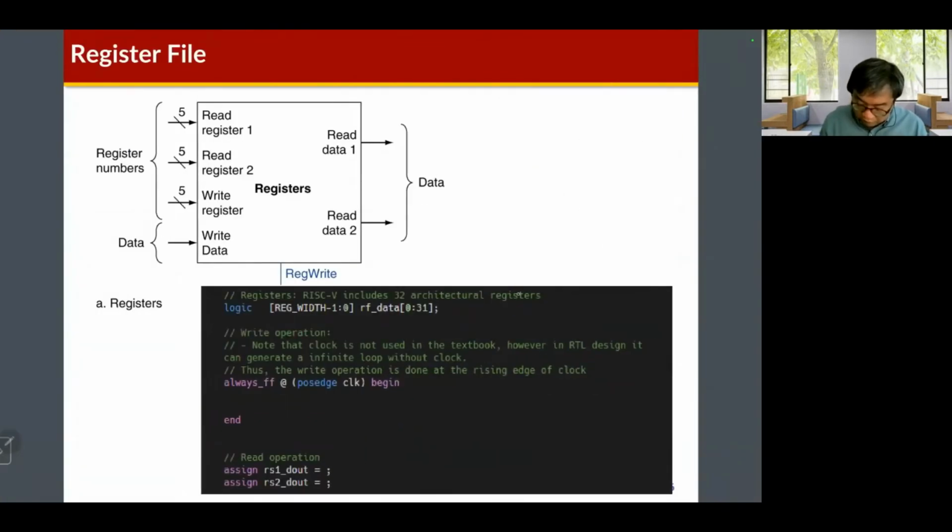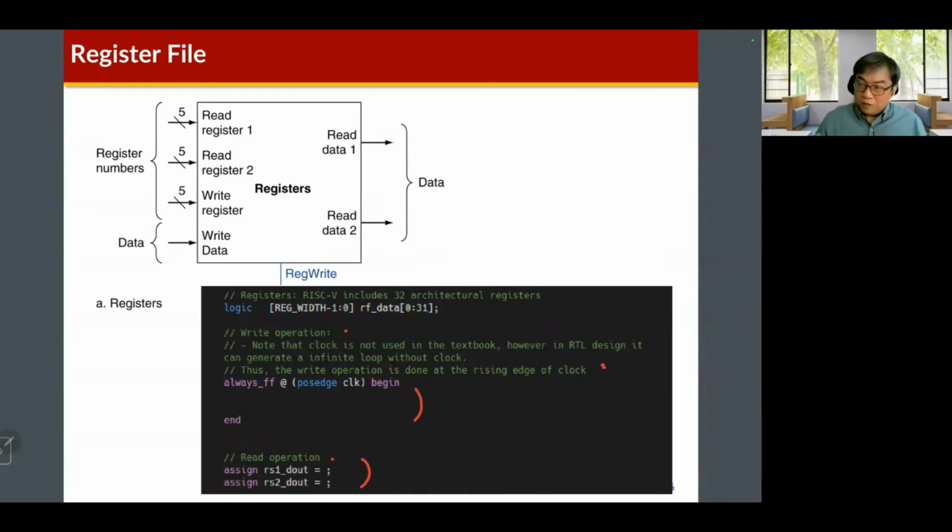So actually you can read the comments in this reg file design module. Also you can fill in this part and this part. So you need to complete the design for the write operation. Also, you need to complete the design for the read operation.